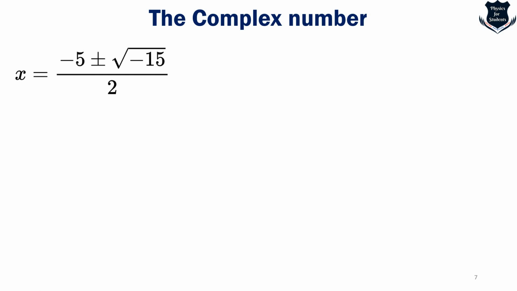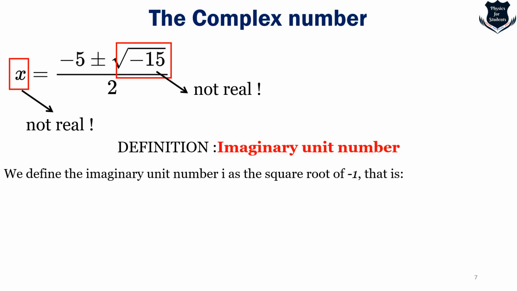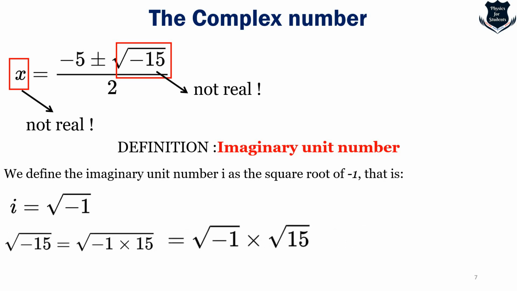Okay, so from this definition, if we get the square root of 15, it is not real, right? And this is the definition of the imaginary unit. We define the unit number i as the square root of -1, that is, i equals the square root of -1. So if we get something like the square root of -15, we write it as i times the square root of 15, which is more or less similar to 3.879 i.